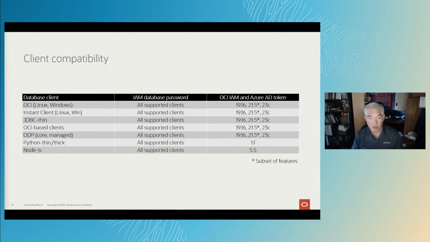To generalize client support, use the latest database 19c clients, at least 19.16, to get all the token-related features. Database 21c clients have some capabilities, but probably will not be updated with all the capabilities. And then database 23c clients, when they're available, will match the database 19c capabilities.